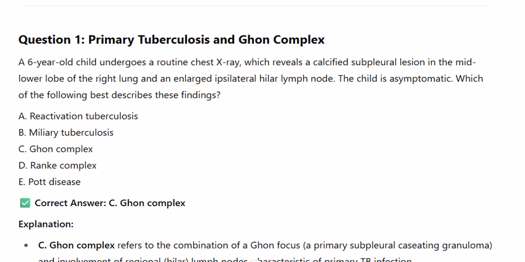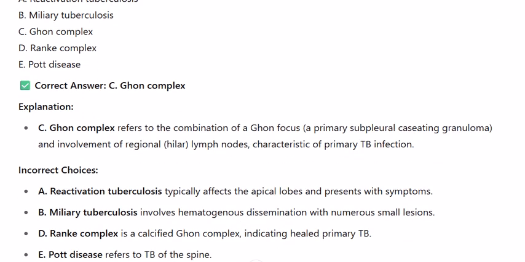Explanation: C. Ghon complex refers to the combination of a Ghon focus, a primary subpleural caseating granuloma, and involvement of regional hilar lymph nodes, characteristic of primary TB infection. Incorrect choices: A. Reactivation tuberculosis typically affects the apical lobes and presents with symptoms. B. Miliary tuberculosis involves hematogenous dissemination with numerous small lesions. D. Ranke complex is a calcified Ghon complex indicating healed primary TB. E. Pott disease refers to TB of the spine.